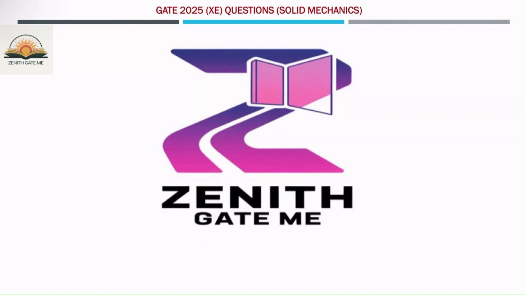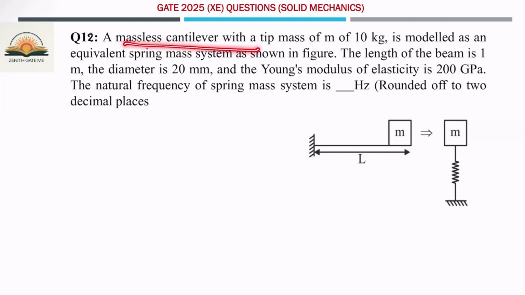In today's session, I will discuss a question which was asked in the GATE 2025 engineering science paper from solid mechanics. A massless cantilever with a tip mass of 10 kg is modeled as an equivalent spring mass system as shown in the figure. The length of this beam is given as 1 meter, the diameter is 20 mm, and the Young's modulus of elasticity is 200 gigapascal. You have to calculate the natural frequency of the spring mass system in the unit hertz.